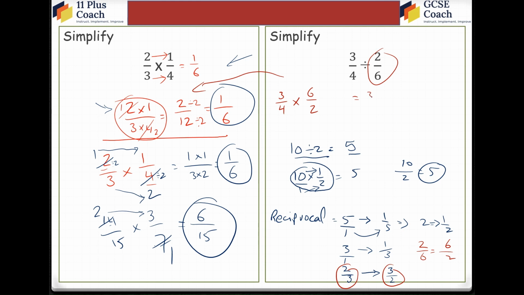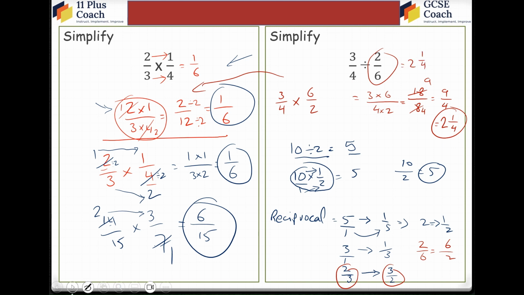That will give me 3 times 6 over 4 times 2, which is 3 6s are 18, and 4 2s are 8. And then remember, always try to simplify the fraction. So I can divide them both by 2. That will give me 9, and that will give me 4. So I end up with 9 over 4. But now I realize that this is an improper fraction, so I need to write it as a mixed number. So how many 4s go into 9? 4 goes into 9 twice, which is 8, and the remainder of 1 over 4. And that will be the answer to this question. So 3 quarters divided by 2/6 is 2 and 1 quarter.